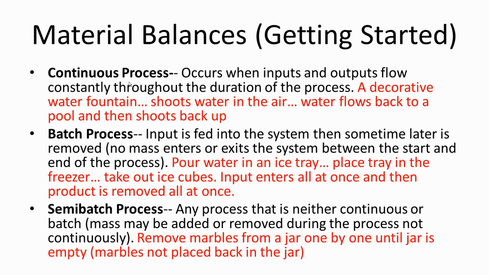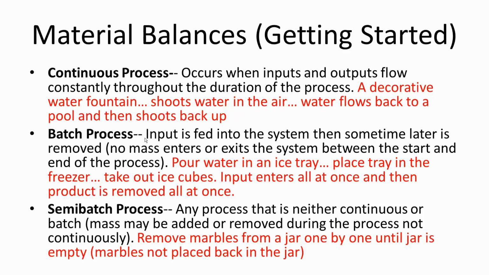A continuous process occurs when input and output flow constantly throughout the duration of a process. So this is an example: a water fountain shoots water in the air, then the water flows back to the pool and shoots back up. It repeats this in a cycle. So this is an example of a continuous process.